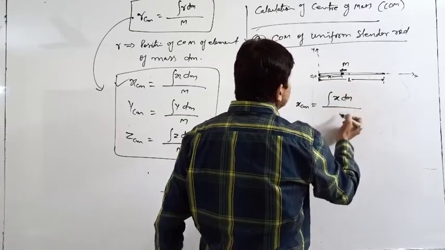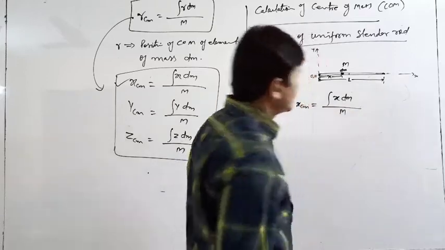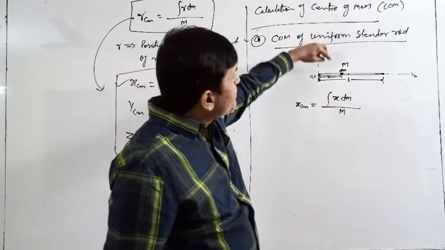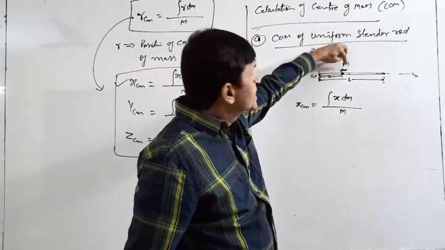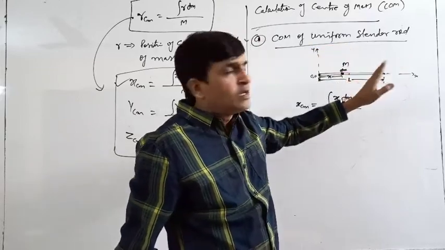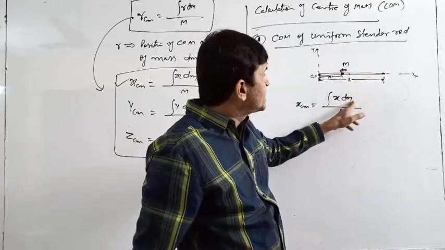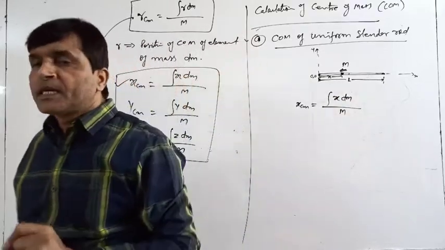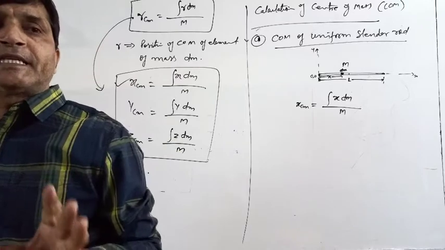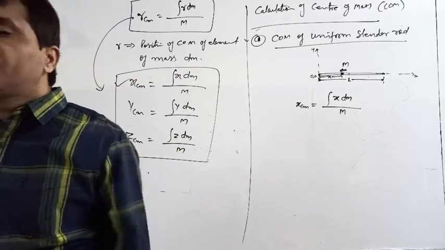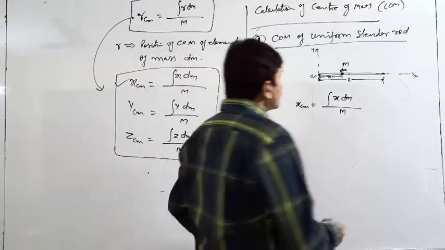By total mass m. Now, if I am taking this element somewhere here, the x value will change. As the position of dm changes, x changes. There are two variables here, mass and x. So we can integrate only when we can convert this into a single variable. How to convert to a single variable?